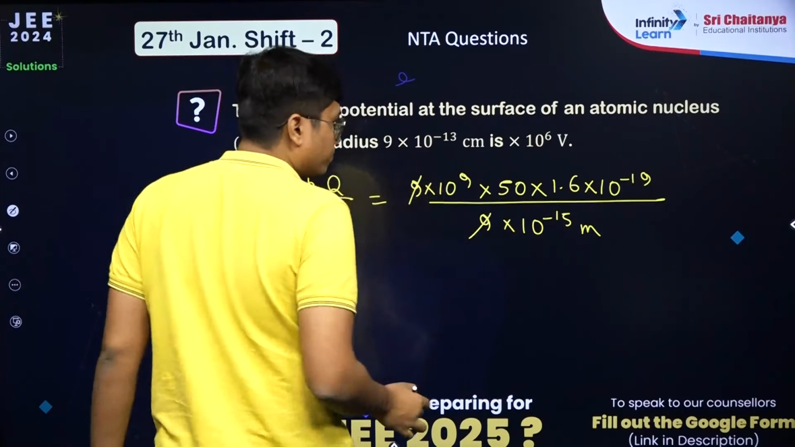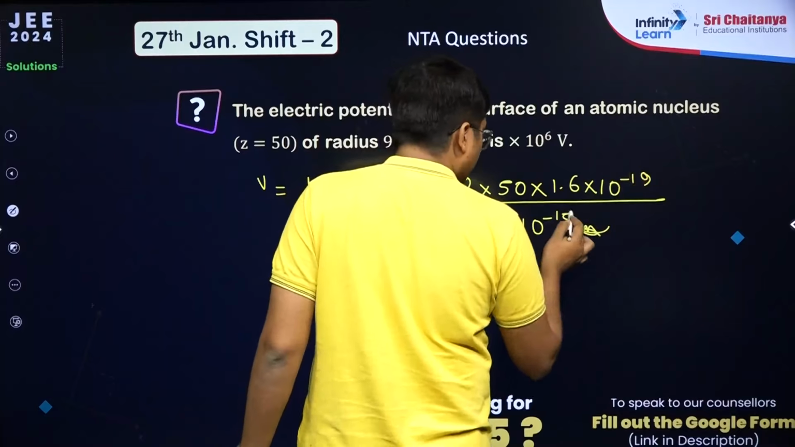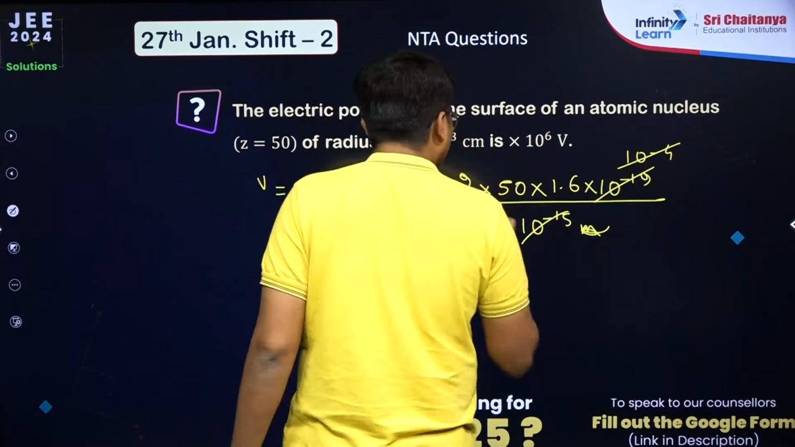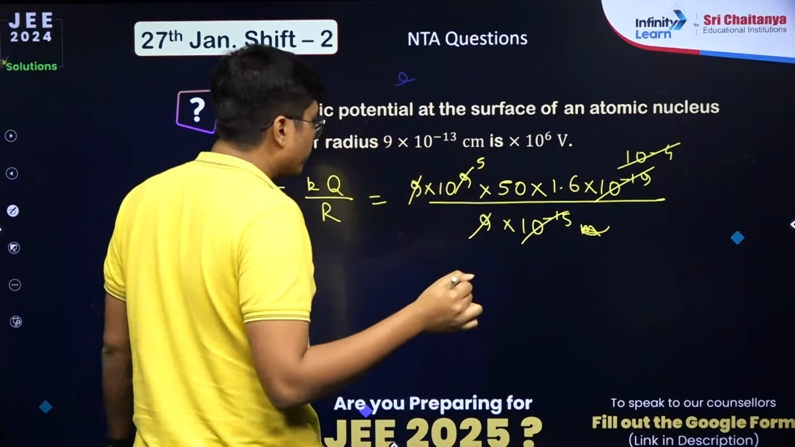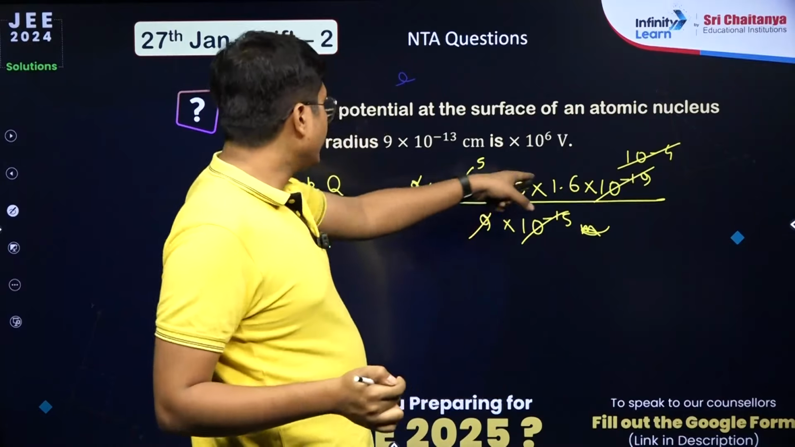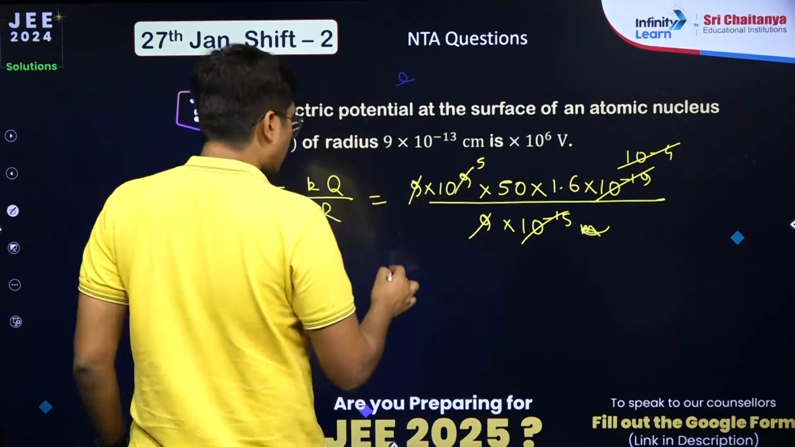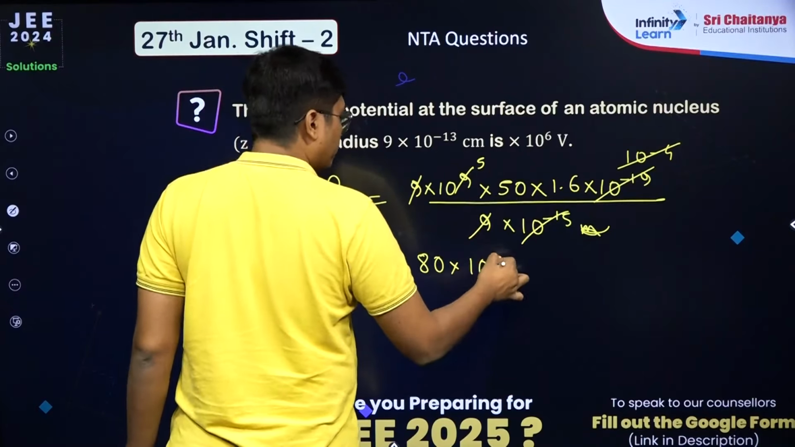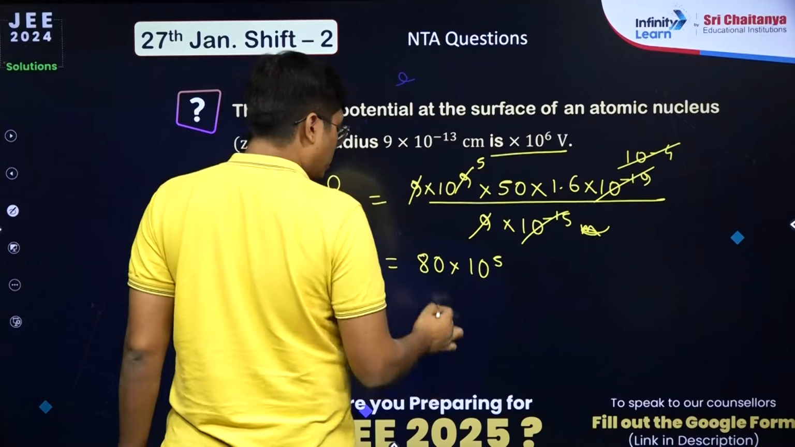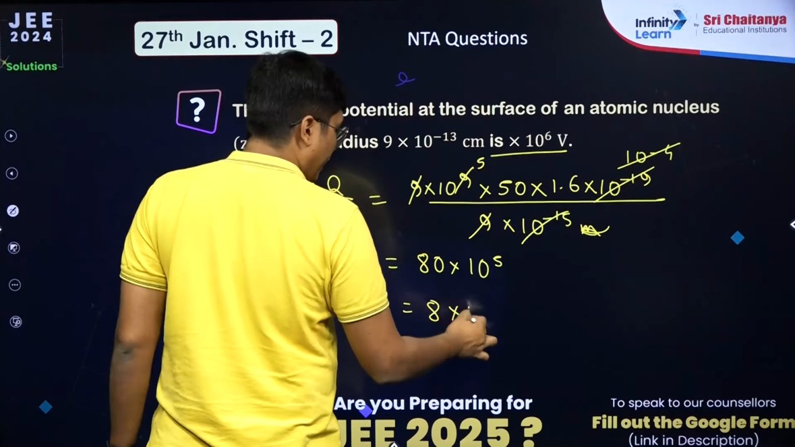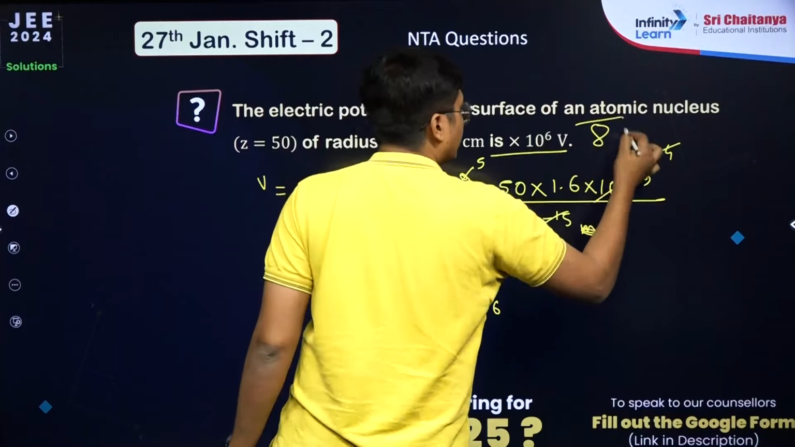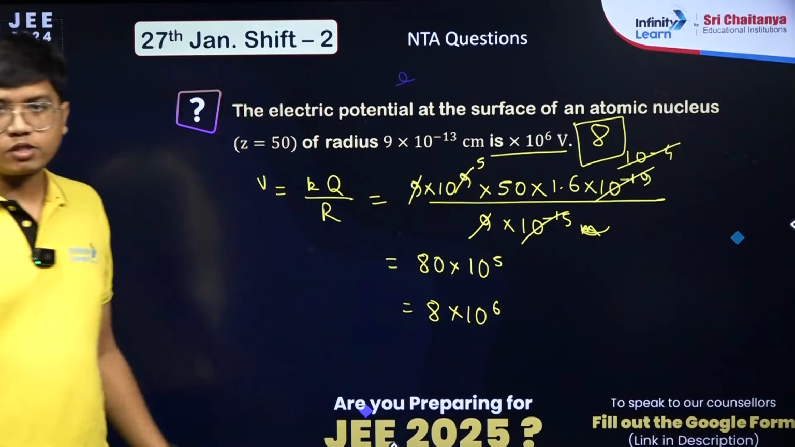Take the 9s out, remove the meters here. Over here, it will leave behind a 10 to the power minus 4, and that leaves behind a 10 to the power 5. So we have 50 times 1.6, that is 80 into 10 to the power 5. We have to represent it in terms of 10 to the power 6, that is 8 into 10 to the power 6, which means our answer here is 8. That is the answer for this question.